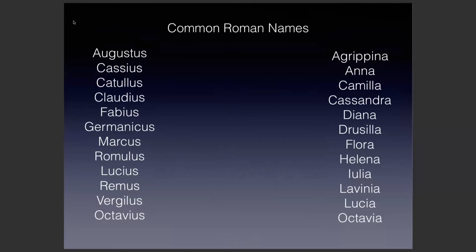All right, let's do the female names. Agrippina. Agrippina is a famous Roman name, right? Anna, Camilla, Cassandra. Cassandra is actually an ancient Greek name, but the Romans liked some of the Greek names and would actually continue them on. But they don't spell it with a K. In Greek, they would spell it with a K. As I said, the Romans used C. C was a Roman invention. Diana. Diana, the goddess of the hunt, yes.